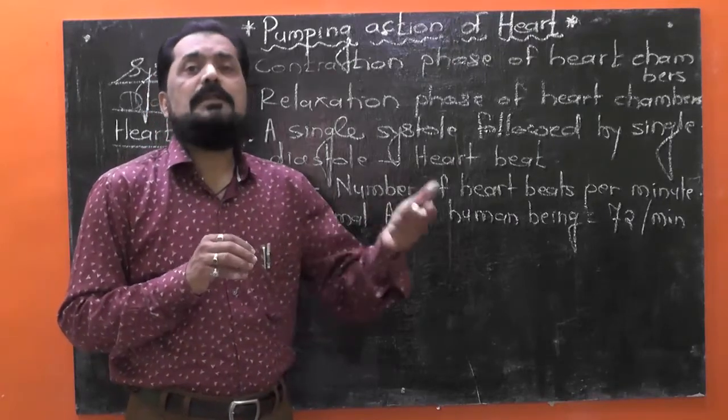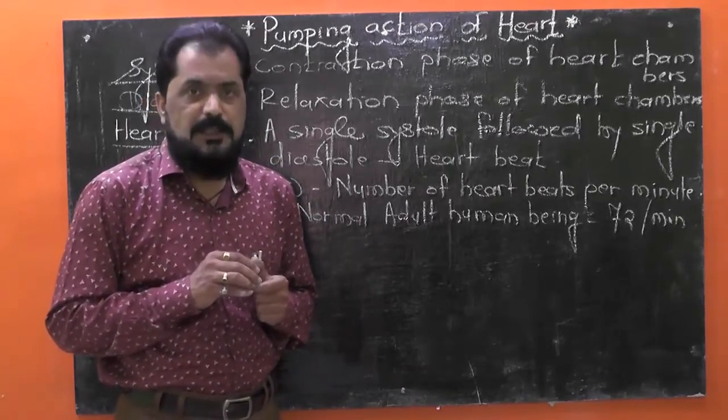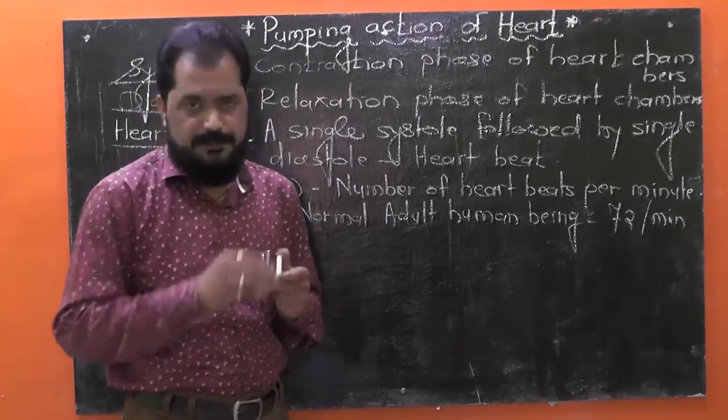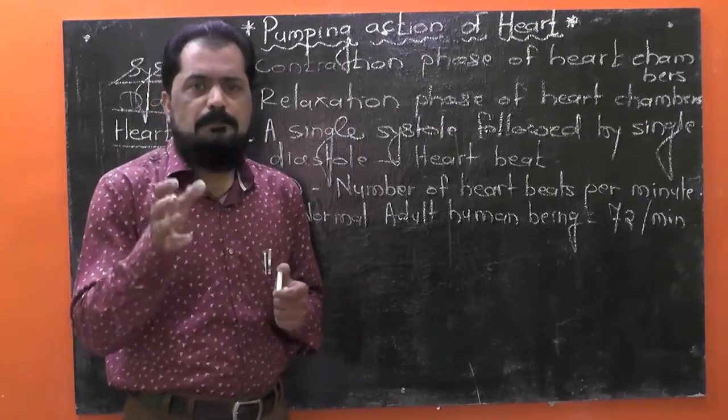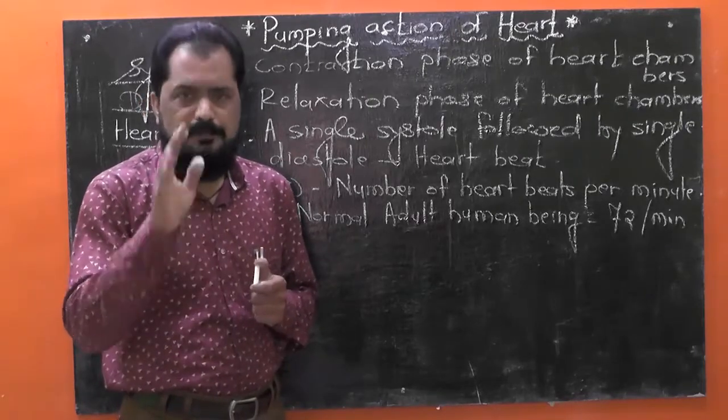In newborn infants, it is near about 130 per minute, while in old people it reduces to 60 to 70 per minute.